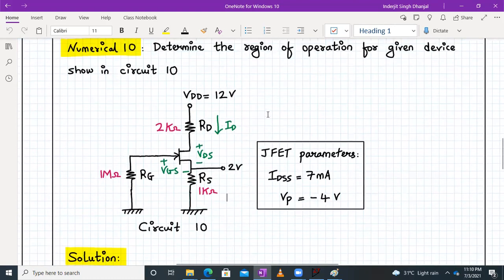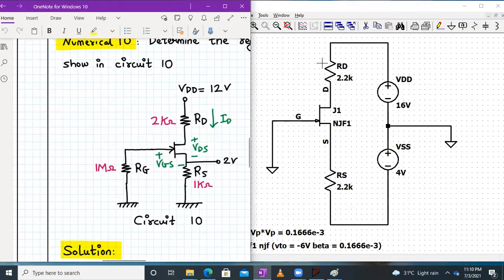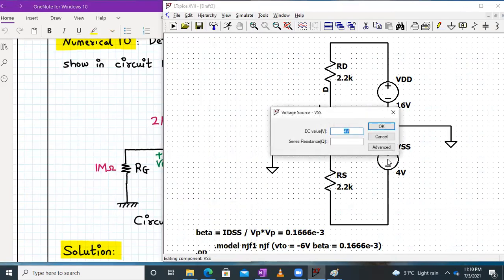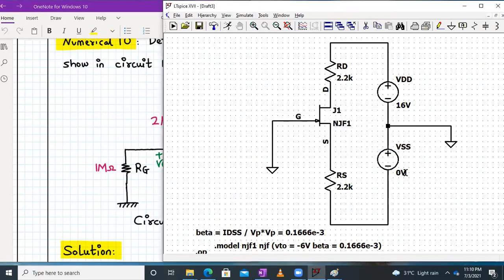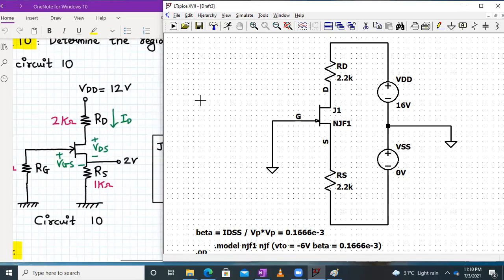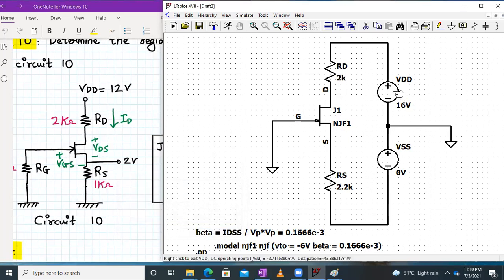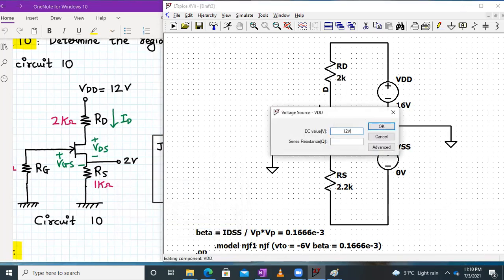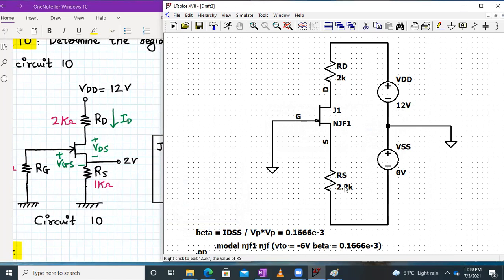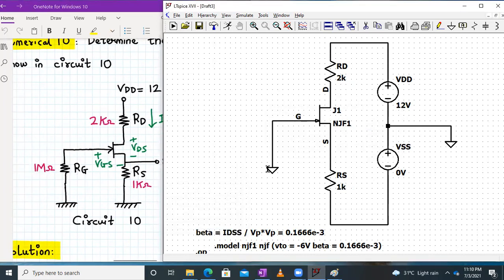So let us simulate this circuit and check out the values quickly. So over here, the VSS is 0 volt actually. Even if we don't connect, we connect to 0. That means the same. So RD value is 2K and VDD is around 12 volt. The value of RS is 1 kilo ohm. And your RG is connected as 1 mega ohm.